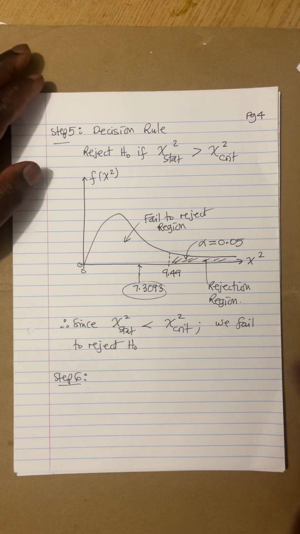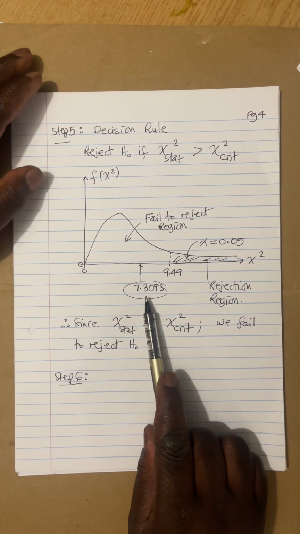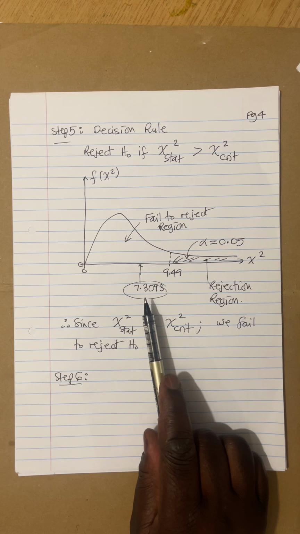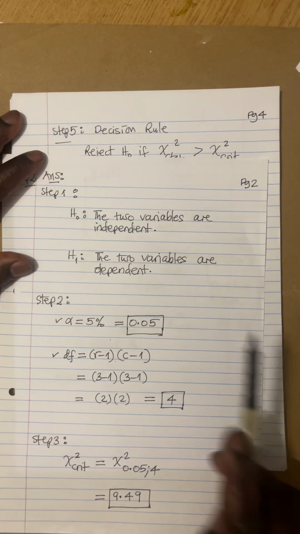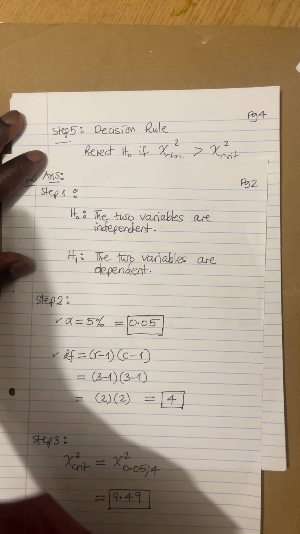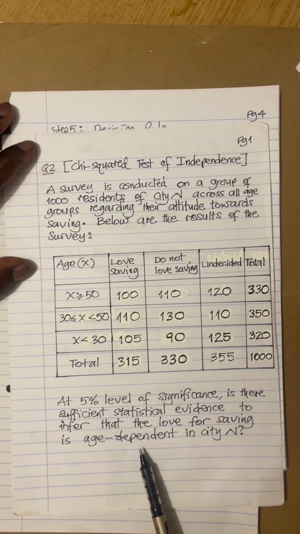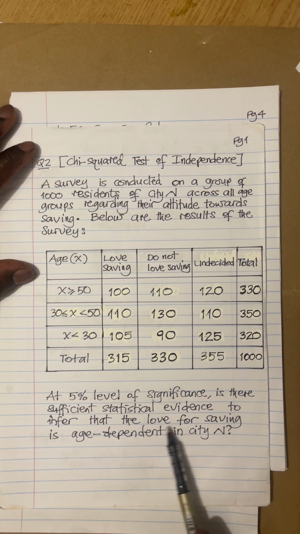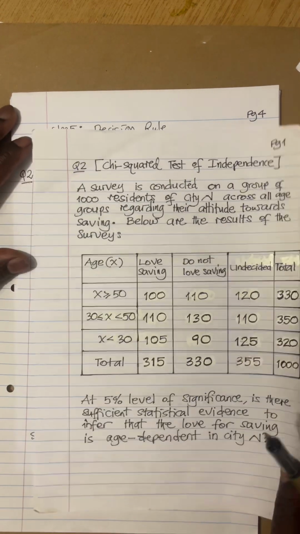And what did we find? We found that we failed to reject that. It means we support H0, and if we support H0, we are saying the two variables are independent. And therefore, our answer to this one is we don't have sufficient statistical evidence to infer that the two variables are age dependent, because the two variables are age independent.